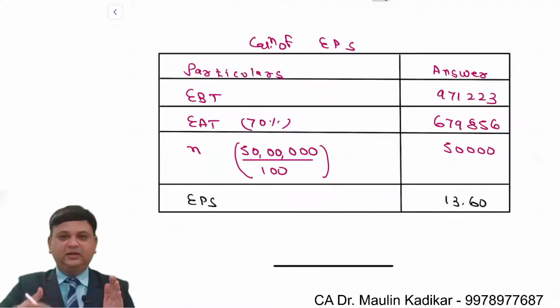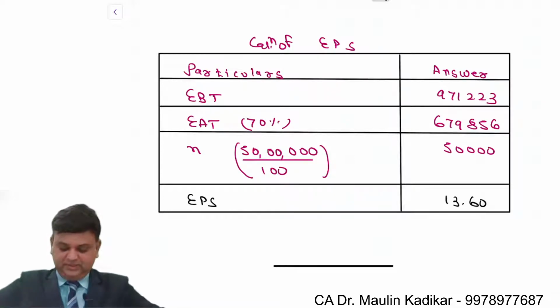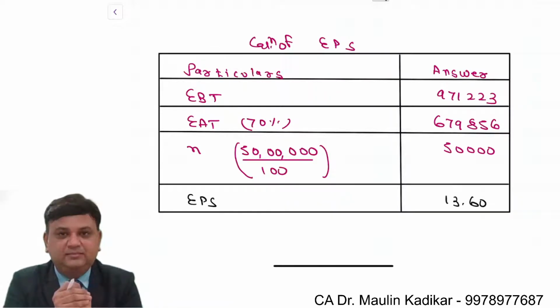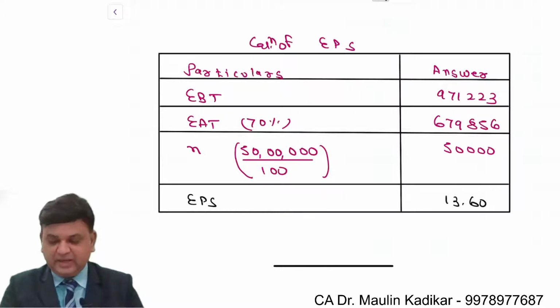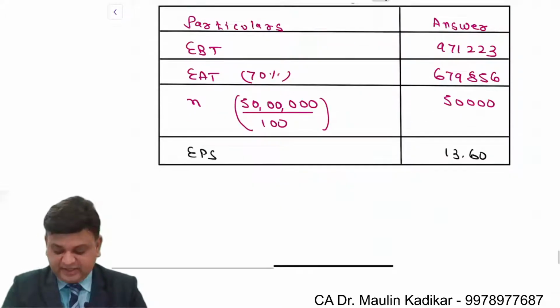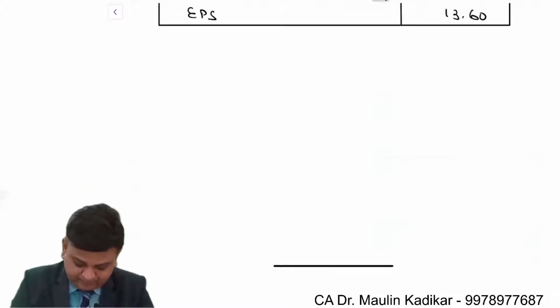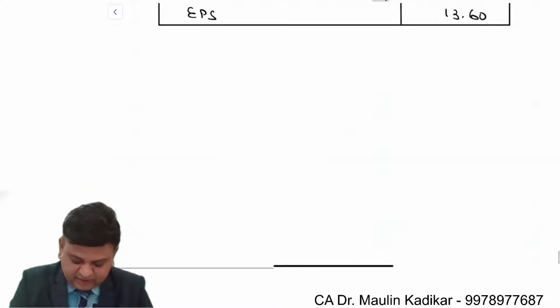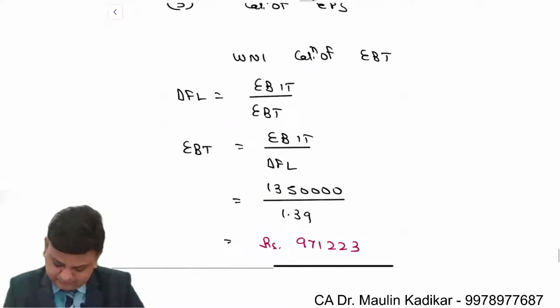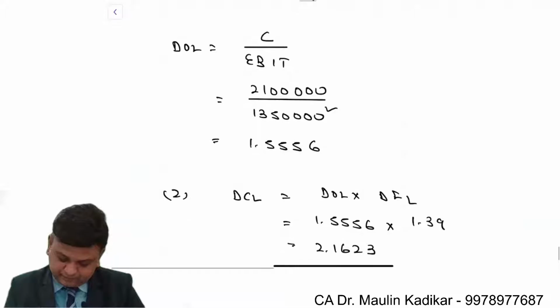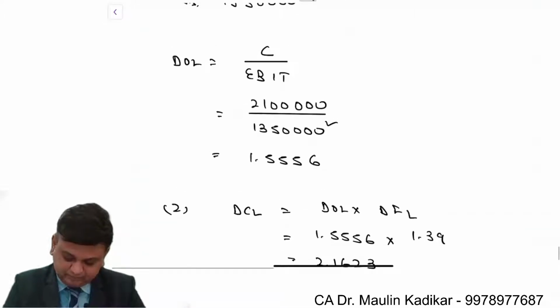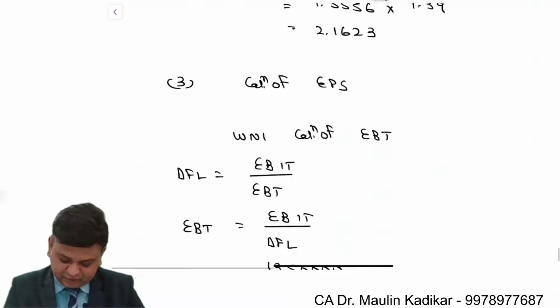Do not write anything. Let me just discuss and explain something to you. Now friends, as a student, you may have an inclination to do the working of the EPS like this. Sir, we already have found the EBIT. That is 13,50,000.